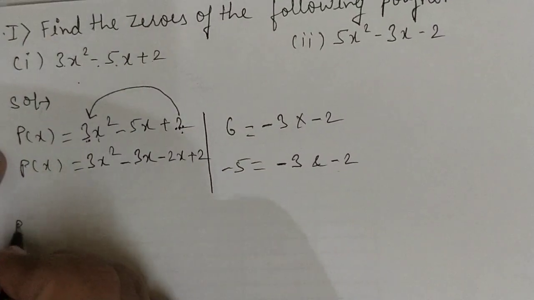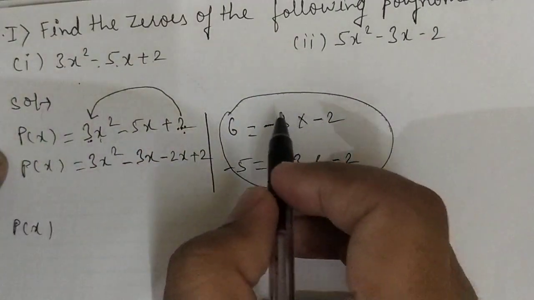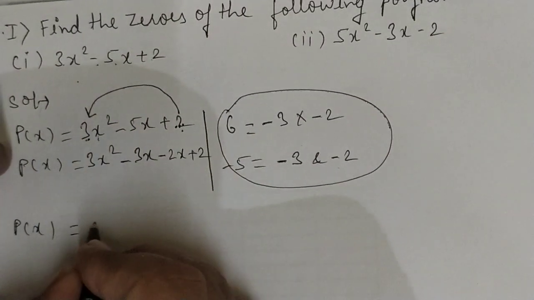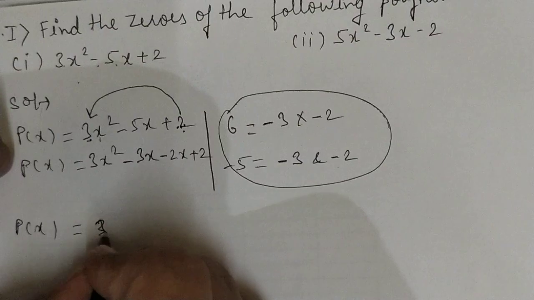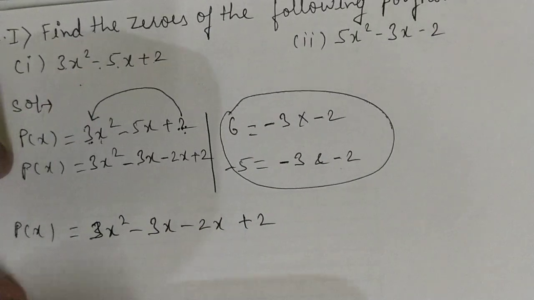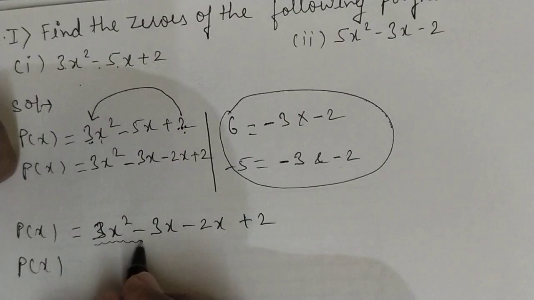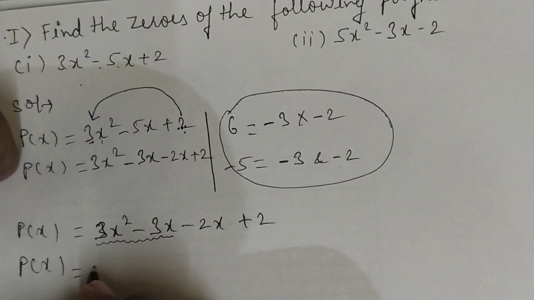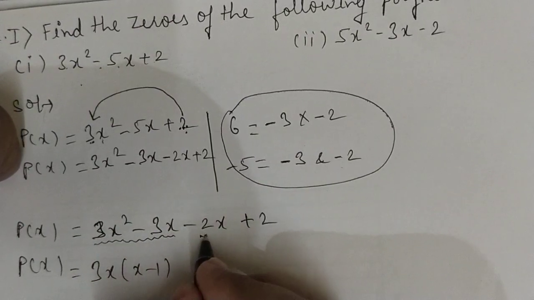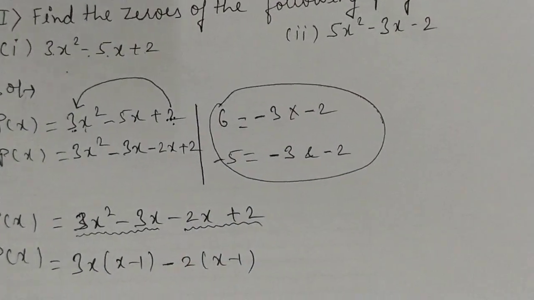This you have to do on your rough side. You don't have to include this in your classwork copy. So p of x will be equal to, I am writing the steps again, 3x square minus 3x minus 2x plus 2. Now 4 terms are there. From the first two terms, I am taking 3x common, so x minus 1 will be remaining. From the next two terms, I am taking minus 2 common, so x minus 1 will be remaining.